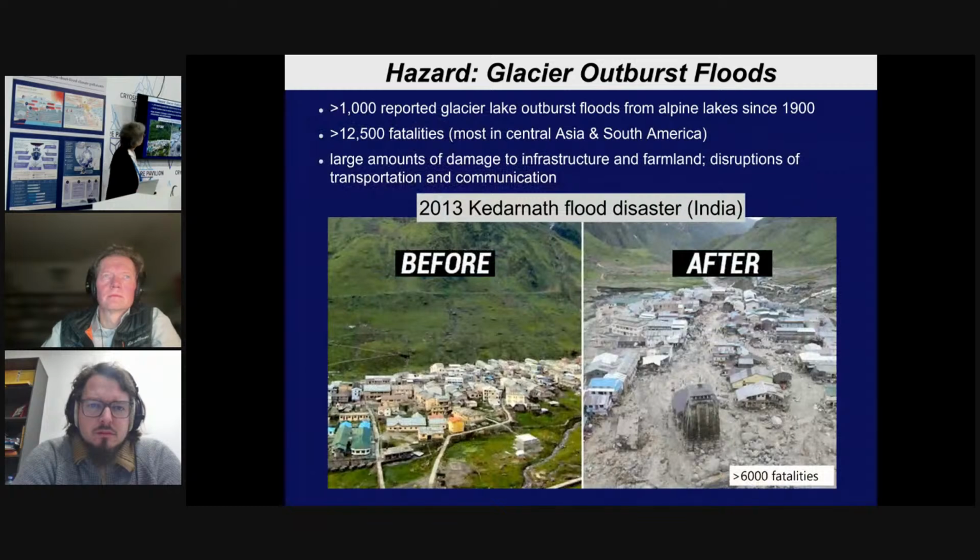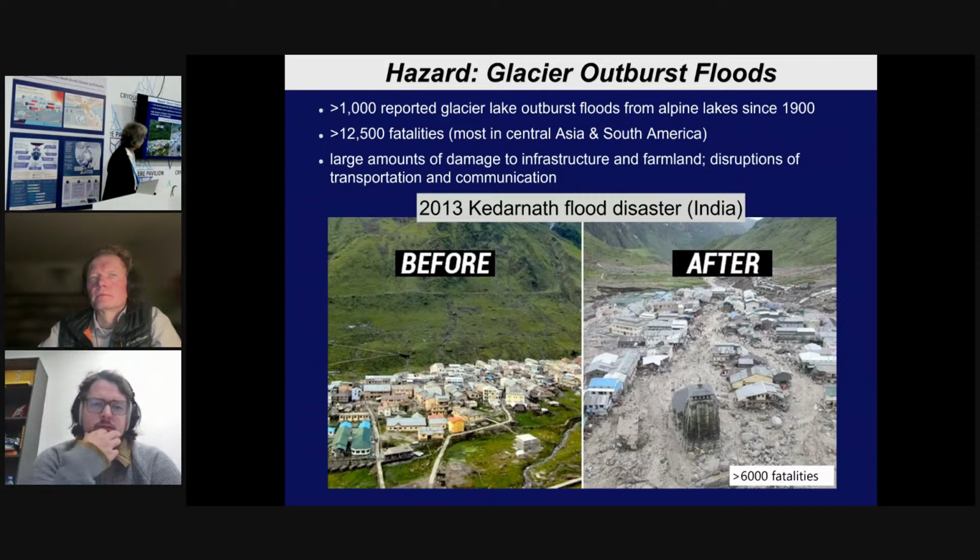There's more than 1,000 reported glacier lake outburst floods since 1900. More than 12,500 recorded fatalities, and also, of course, a large amount of damage to infrastructure, farmland, and disruption of transportation and communication. And here's really one of the most deadly glacier outburst floods, in 2013 in India, with more than 6,000 fatalities.